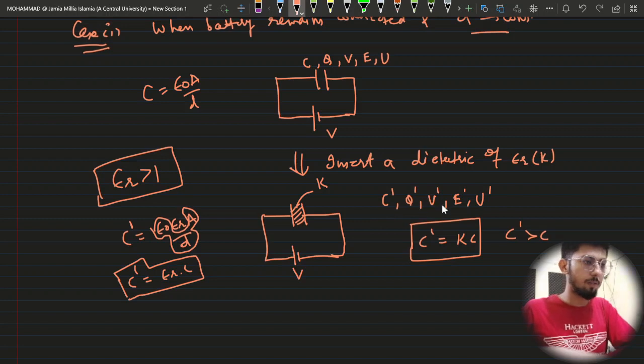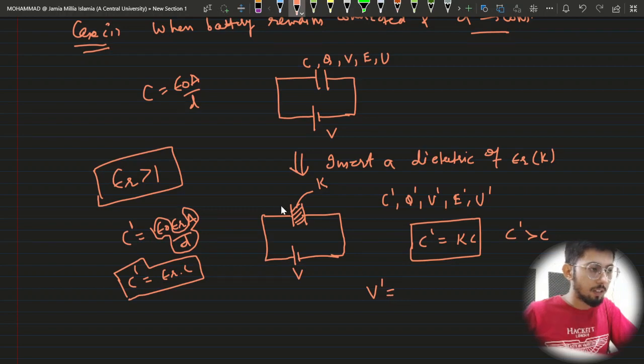So we have sorted out C dash. Now what about Q dash, V dash? We need to know each one of them. For V dash it is very simple. The battery is still connected, the same battery, so there will not be any change in potential between the capacitor's plates. It will still be V. So V dash is V. This is very easy.